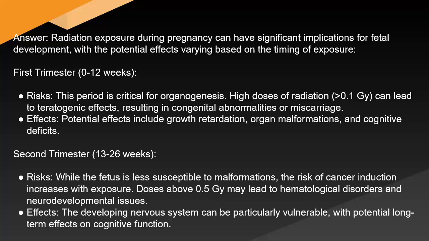Risks. This period is critical for organogenesis. High doses of radiation (0.1 Gy) can lead to teratogenic effects, resulting in congenital abnormalities or miscarriage. Effects. Potential effects include growth retardation, organ malformations, and cognitive deficits. Second trimester, 3–6 weeks. Risks. While the fetus is less susceptible to malformations, the risk of cancer induction increases with exposure. Doses above 0.5 Gy may lead to hematological disorders and neurodevelopmental issues. Effects. The developing nervous system can be particularly vulnerable, with potential long-term effects on cognitive function.